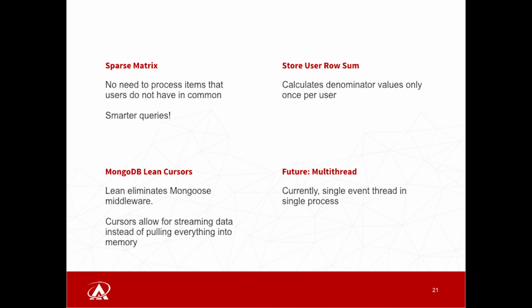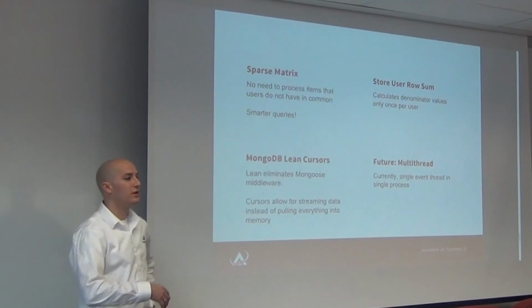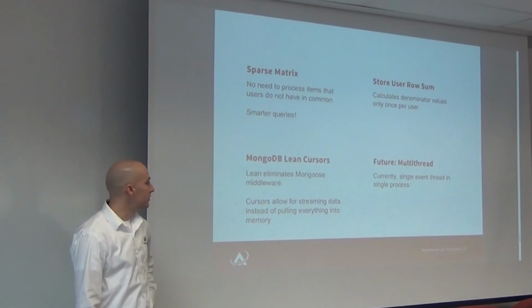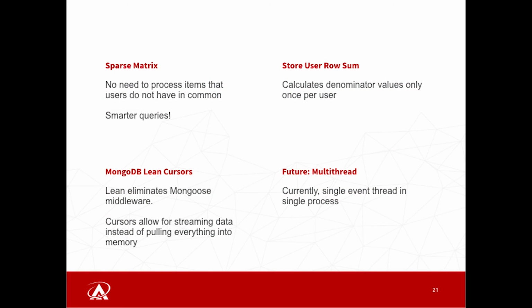Additionally, we stored user rows as their own individual sums as an intermediate step instead of having to recalculate that every single time. If we go back to the similarity, that was the denominator in the equation. So store those off. You only have to run that update once and then apply it to everything else. The application that we built for this uses MongoDB, so we used lean cursors that didn't include all the middleware that Mongo provides, and we actually just streamed in all the data from Mongo before it was executed.